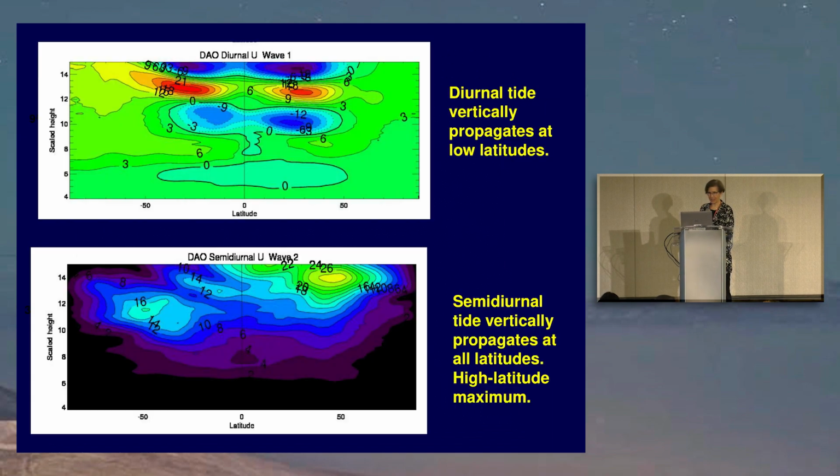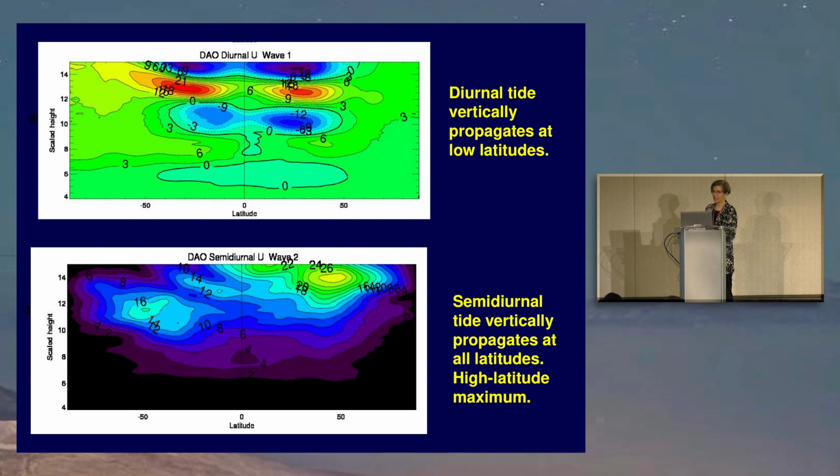So I mentioned vertical propagation. This is a plot showing latitude and altitude. Sorry, I scaled the altitude. So the range here is roughly 30 to 90 kilometers. And this is the diurnal tide vertical structure. It propagates poleward of 30 or 40 degrees, and equatorward of 30 or 40 degrees, it amplifies vertically.